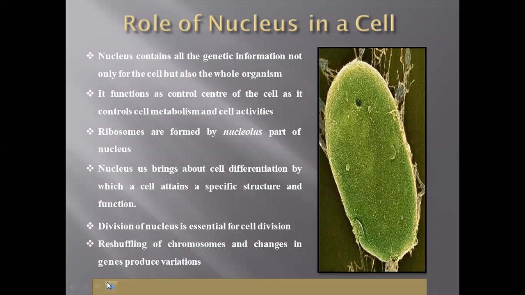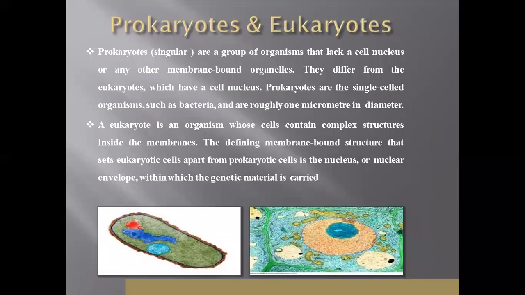Ribosomes are formed by the nucleolus part of the nucleus. Ribosomes are cell organelles; we will learn about them in the later part of this video. The nucleus brings about cell differentiation, by which a cell attains a specific structure and function. Division of the nucleus is essential for cell division. Reshuffling of chromosomes and change in genes produce variation. So, because of the change in the DNA, the genetic material, variation occurs, and that's the reason we don't look alike. We resemble each other, right? But we don't look exactly the same.